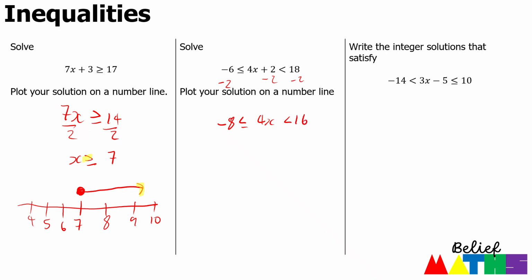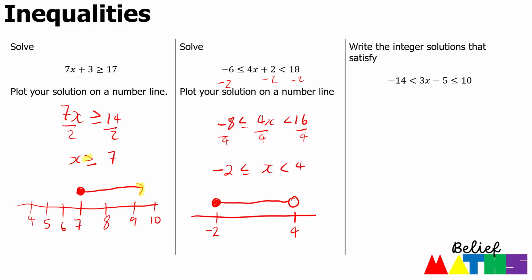Then we can divide everything by 4. So divide by 4, divide by 4, divide by 4. That gives us negative 2 is less than or equal to x is less than 4. Again, we'd have our number line, and we would find minus 2, and we would find positive 4. Again, there's an equal sign on this one, so we're going to put a solid dot above the minus 2, and then there's no equal sign here, so we're going to have an open dot above the 4. And then we just join those together.